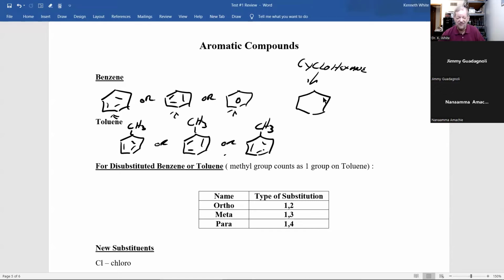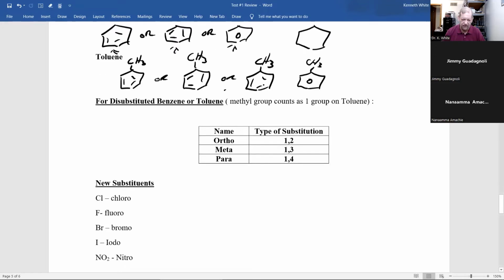And here I did it wrong because I'm so used to not using the circle. This is another way you can draw toluene. Benzene: six-membered ring with the three double bonds. Toluene: six-membered ring, three double bonds, and a methyl group. Now, for disubstituted benzene or toluene, where the methyl group counts as one group on toluene, we use the names, not numbers, ortho, meta, and para. If you have something 1,2 disubstituted, it's ortho, 1,3 meta, 1,4 para.